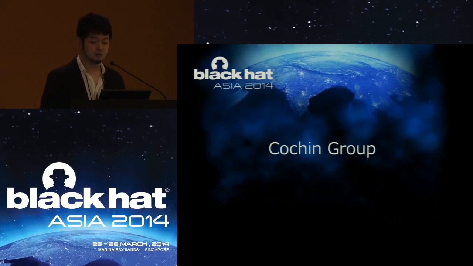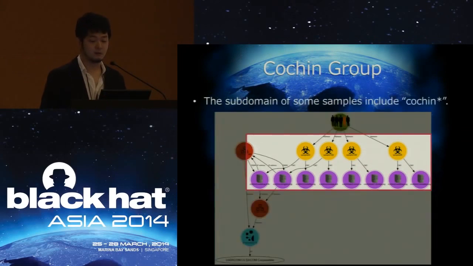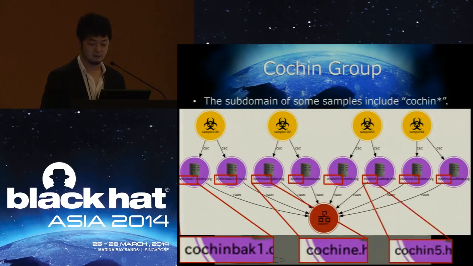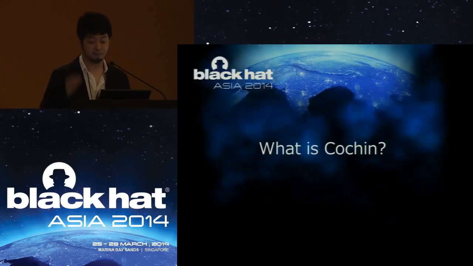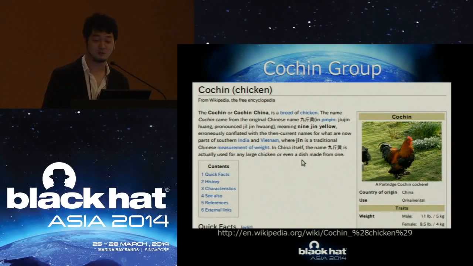And next, Cochin group. This is the overview of the Cochin group. The subdomains of some samples include Cochin, for example Cochin back, Cochin E, and Cochin 5, and so on. What is Cochin? This is Cochin, a sort of chicken originated from China. I don't know if this Cochin is related to the Cochin group, but this is also Cochin.